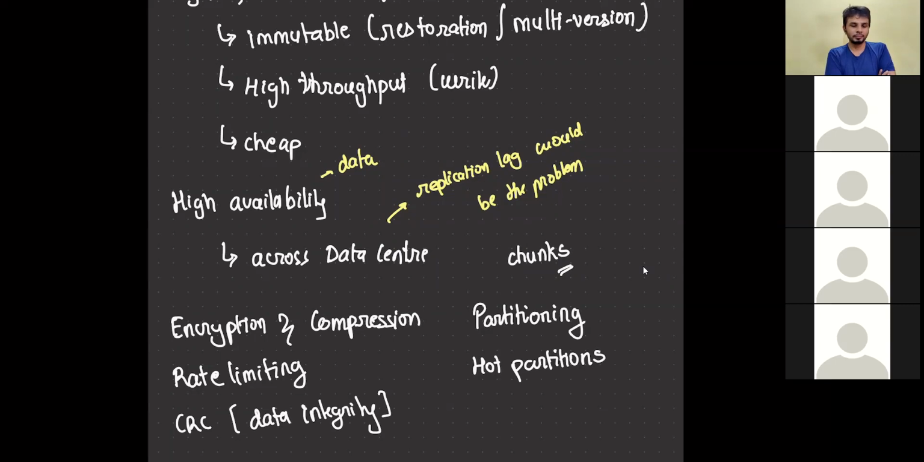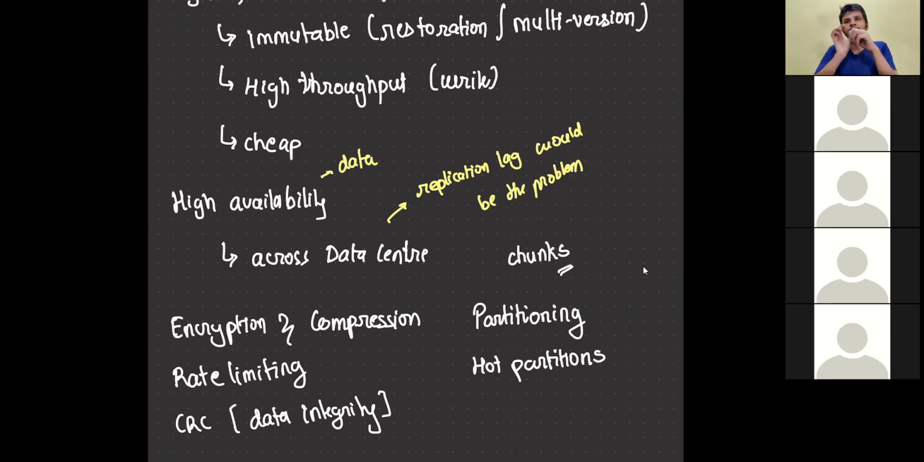So maybe consistent hashing may come to the rescue, but there should be proper health monitoring. But how will it happen automatically? That I don't know.